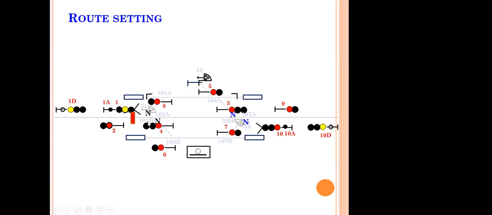This being the reception signal, I need to ensure overlap. The overlaps are for reception signals. No other signal is having overlap. For example, if I am taking the starter, this mainline starter, the route is up to advanced starter. No overlap is necessary. Overlap is connected with the speed of the train.